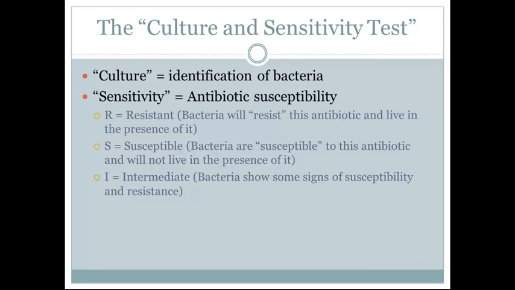So the culture and sensitivity test we talked about in the intro to microbiology. Culture is the identification of bacteria. The sensitivity is the antibiotic susceptibility in order to treat the bacteria that we've identified. So R means resistant. The bacteria will resist this antibiotic and live in the presence of it. S means susceptible. Bacteria are susceptible to the antibiotic and will not live in the presence of it. And I is intermediate. The bacteria show some signs of susceptibility, but then some signs of resistance.